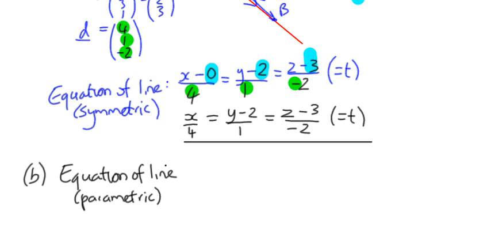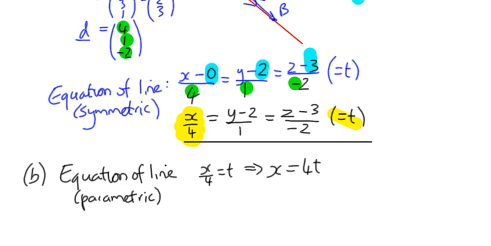So what do we need to do to turn these into parametric equations? We need to split up our Cartesian equation into 3 different small equations. We have to remember that x over 4 is equal to t. Therefore, x is equal to 4 times t. And that's our parametric equation in x.